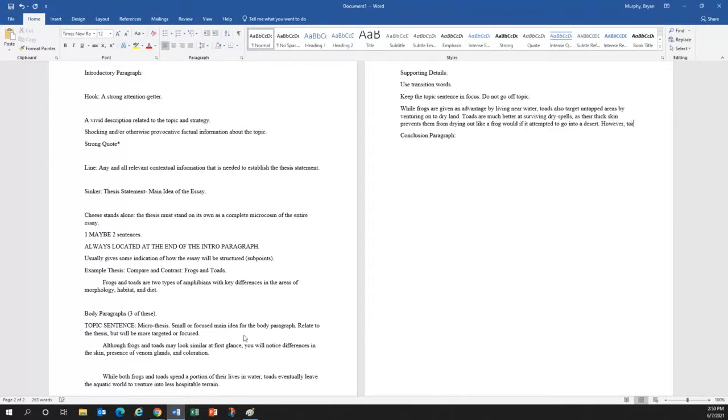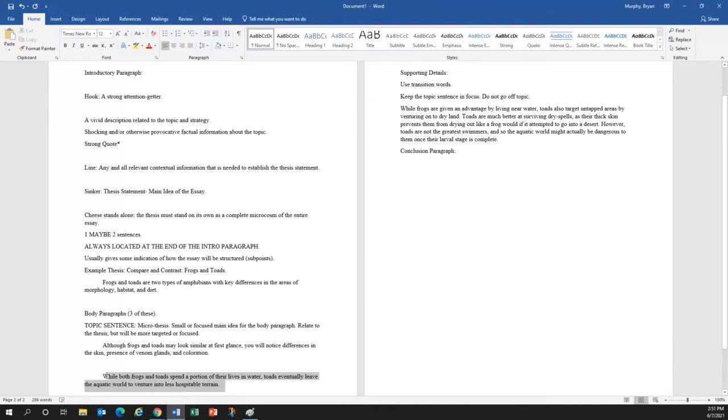However, toads are not the greatest swimmers, and so the aquatic world might actually be dangerous to them once their larval stage is complete. Okay, so you see how that goes, right? I'm not going to go on too much with that, but we're just filling in supporting details, explaining the topic sentence. So this was our topic sentence.